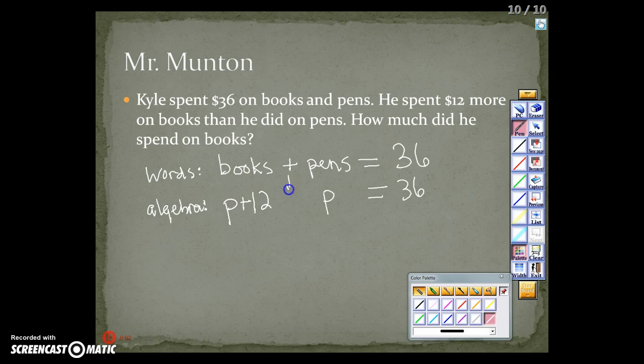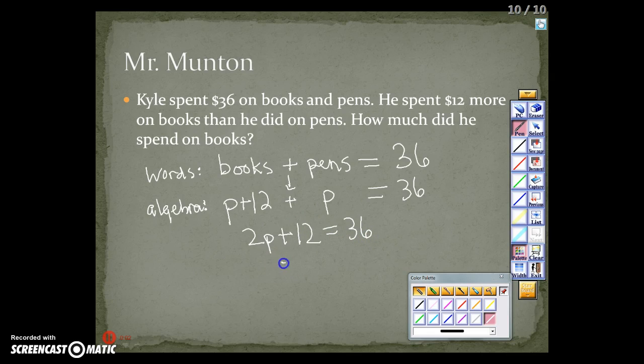And I'm going to bring down this addition because we're adding them all together. So pens is P, books is P plus 12. It's $12 more than that to equal your total of $36. Now it's just a matter of simplifying. Okay, so P plus P plus 12 is going to be 2P plus 12 equals 36. And now we have a two-step equation.